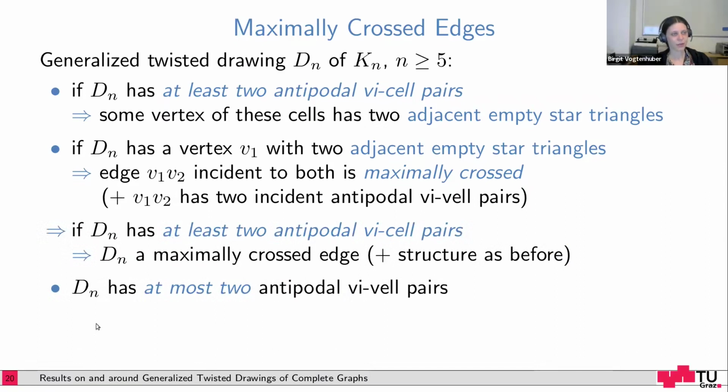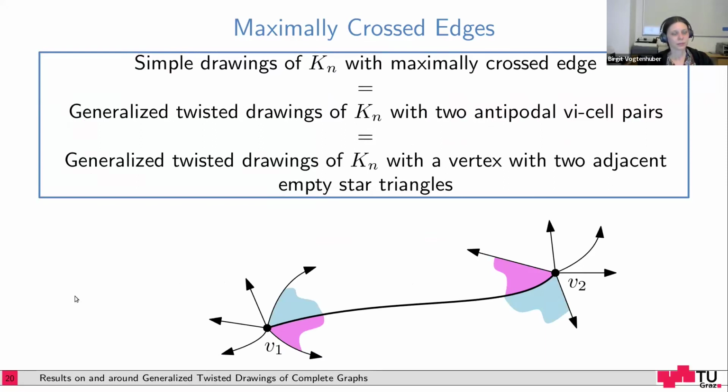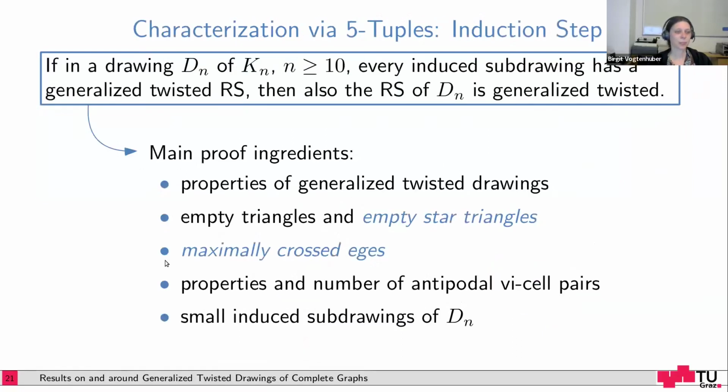Also, along the way of that proof, what we got is that any generalized twisted drawing has at most 2 antipodal VI cell pairs. So more than 2 cannot be. So we have either only one possibility of a cell pair to place O and Z, or we have 2 possibilities, but not more than this. So that gives us a lot of nice additional structure if we have a maximally crossed edge. And with this, we can now complete the proof of our induction step.